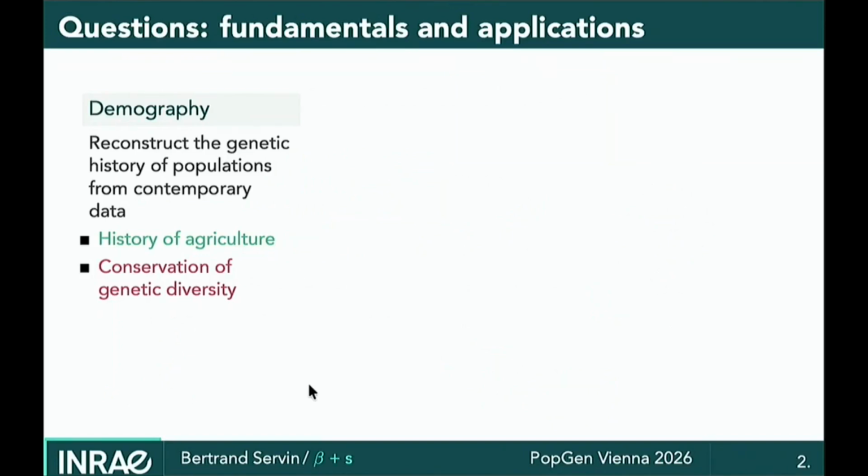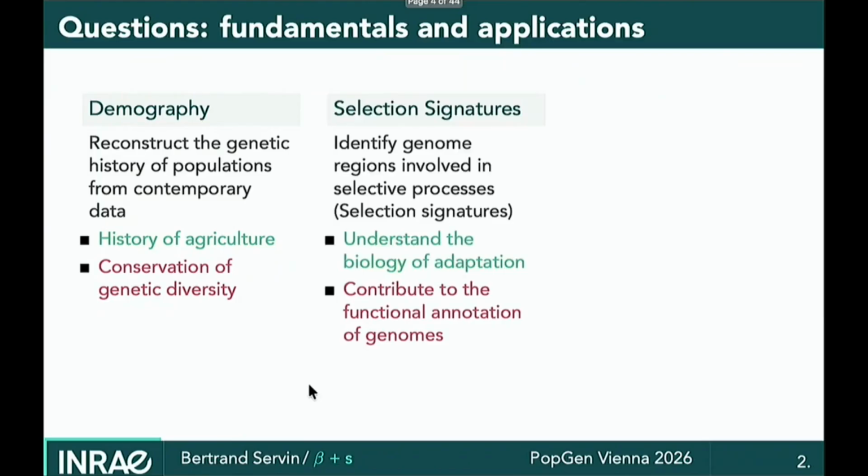In my group, we don't work with ancient DNA, but there are other groups in the world also using ancient DNA to answer this question. That helps understand the history of agriculture. In terms of application, it also helps to characterize the genetic diversity and try to conserve it as much as we can, because it's very important.